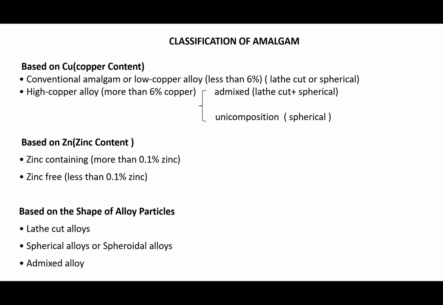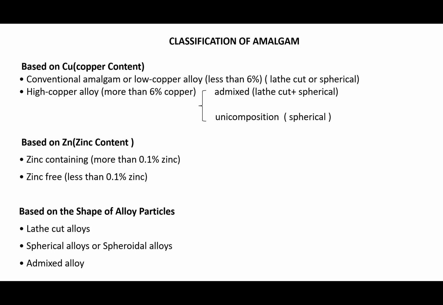Classification of amalgam based on copper content. Conventional amalgam or low copper alloy has less than 6%. We say this type of alloy is not used anymore, but the shape of alloy particles is lathe cut or spherical. High copper alloy has more than 6% copper. The shape of alloy particles is admixed, a combination of lathe cut and spherical, or unicomposition, just spherical.